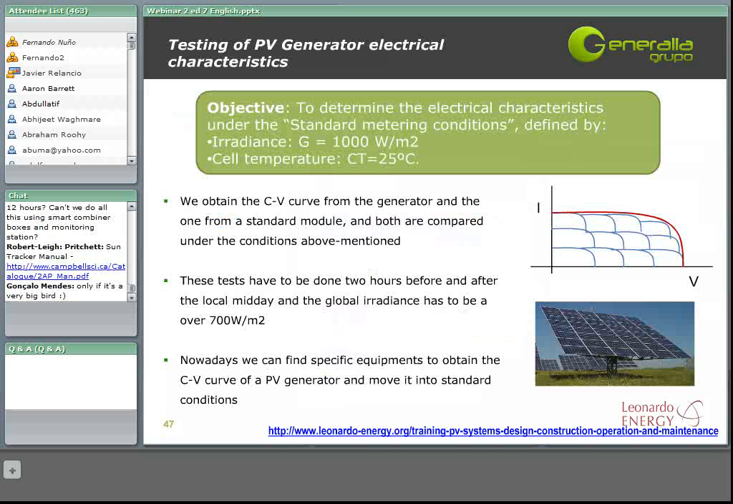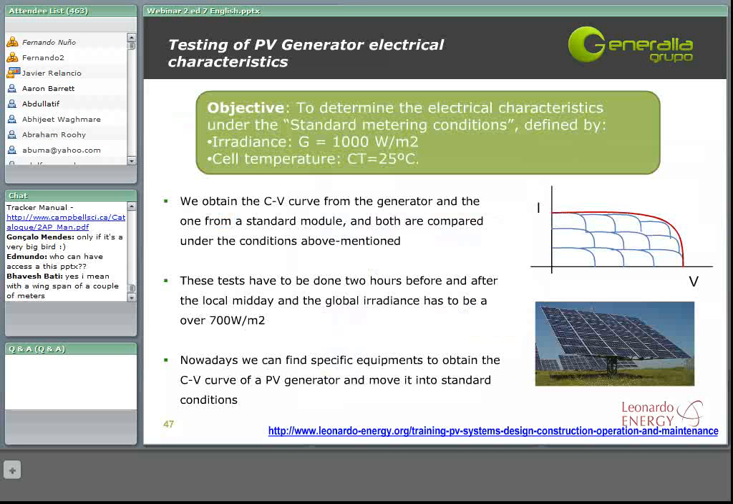Then we have to test the PV generator electrical characteristics in order to determine them under the standard testing conditions defined by irradiance, which is 1000 watts per square meter for standard conditions, and by the cell temperature, which is 25 degrees for the standard conditions.